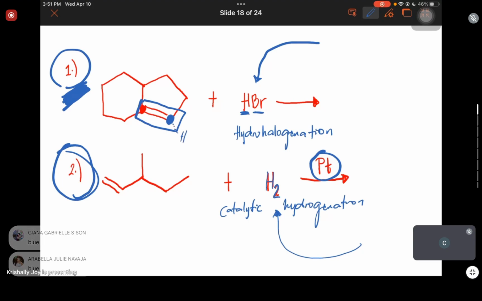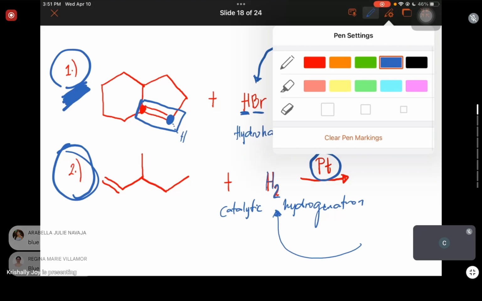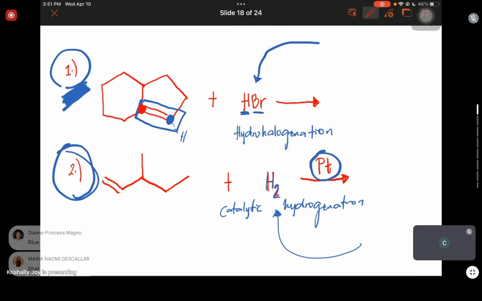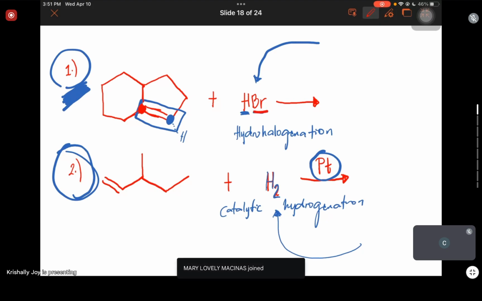But yung color red, meron nang 1, 2, 3, 4, complete na yung bonds niya. So, wala na siyang available hydrogen. So, alam niyo na kung saan mapupunta yung bromo, saan i-attach yung hydrogen. So, kopyahin niyo yung buong structure.